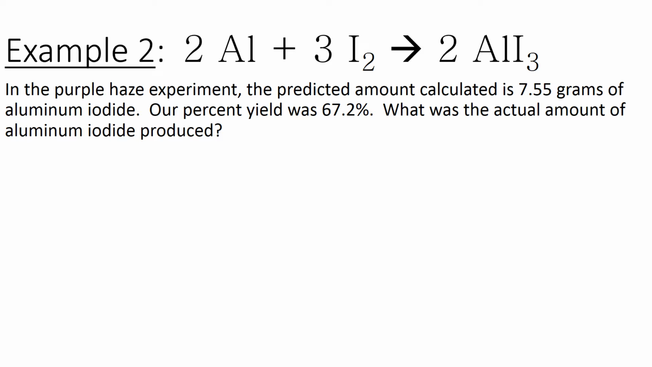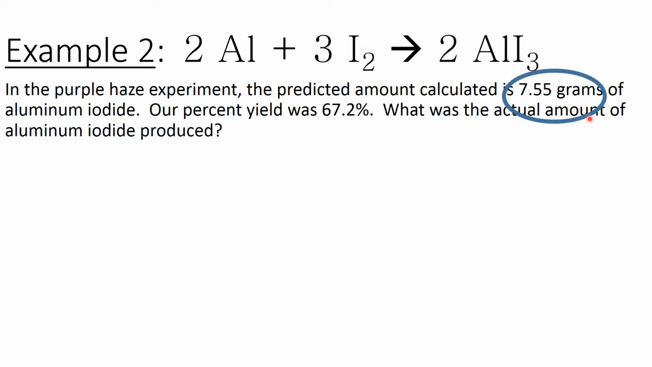In example 2, we're going to look at the purple haze experiment. In that experiment, what we did was we mixed aluminum and iodine in the fume hood, and we got a lot of fire and pretty purple haze that went up the fume hood. In this example, we have a calculated amount of 7.55 grams of aluminum iodide produced, and our percent yield is 67.2. What is the actual amount of aluminum iodide produced?